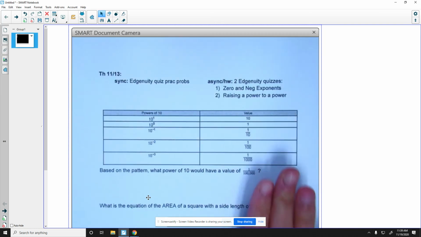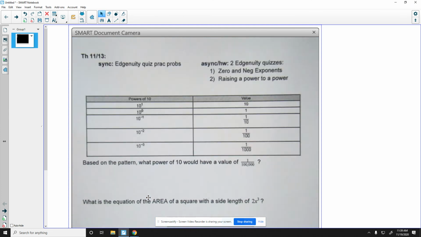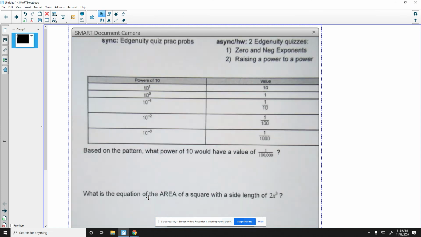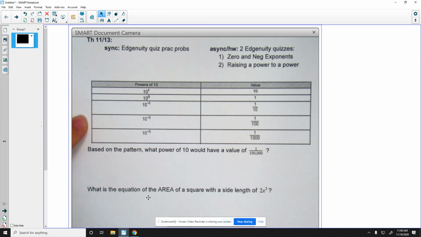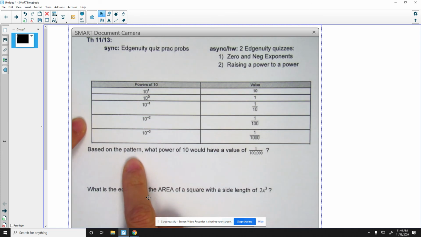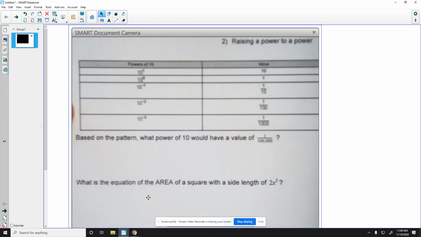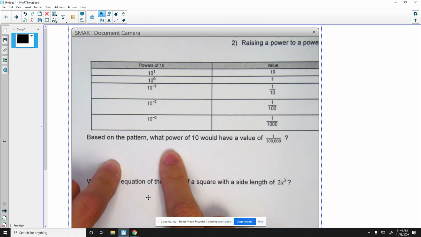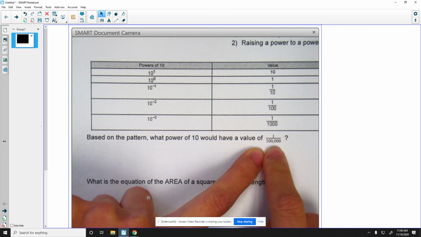So let's do this. There's only a couple of questions. Here we go. These are some questions that you might run into. And so let's go over them, okay?